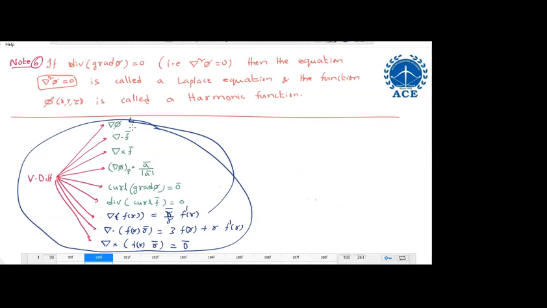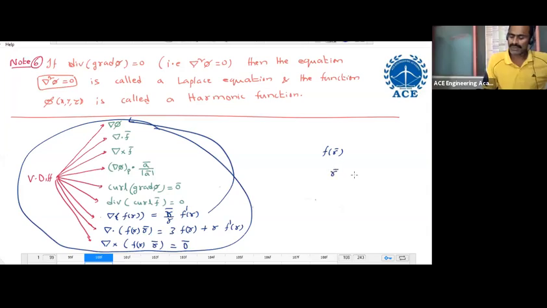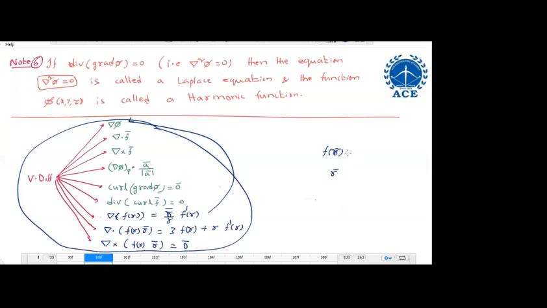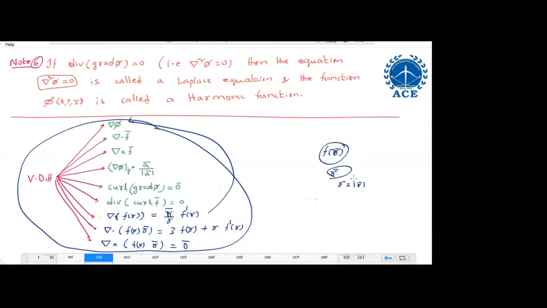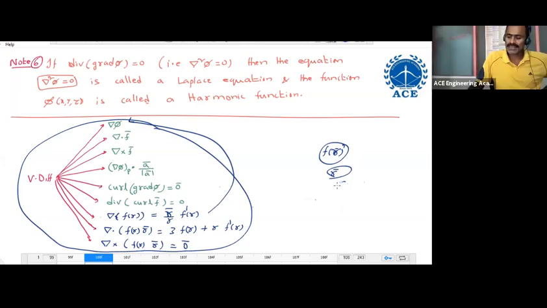Sir, what is the difference between f of r and r vector? F of r is a scalar function. R bar is a vector. Okay, sir. That r is the magnitude of this r bar.